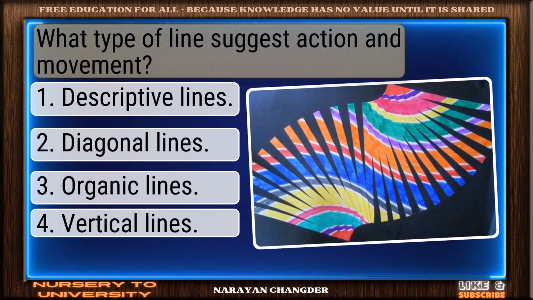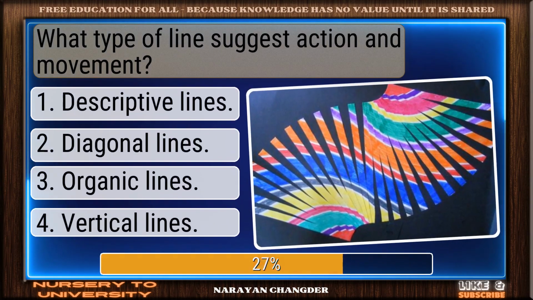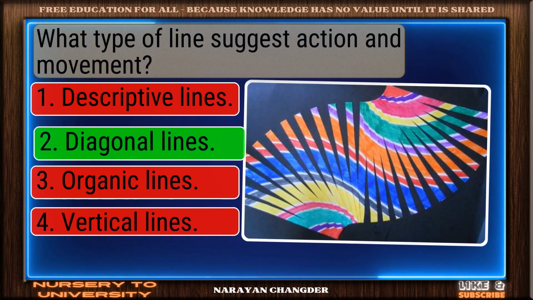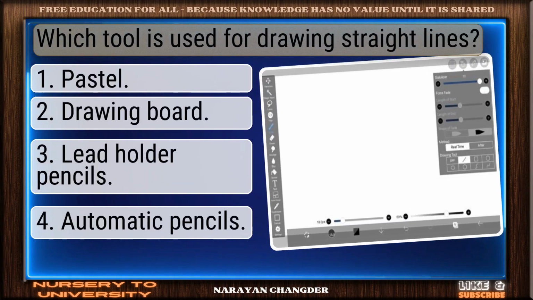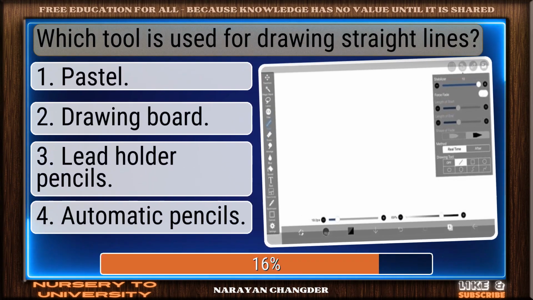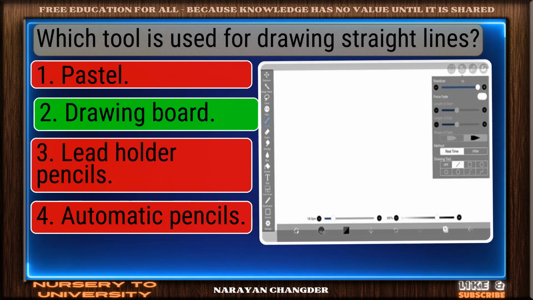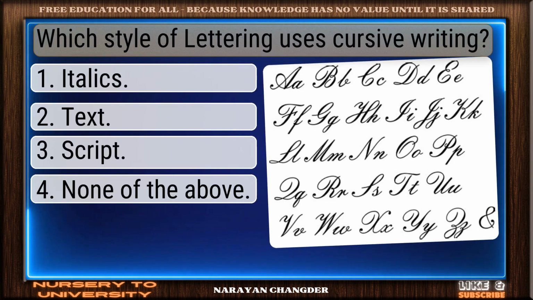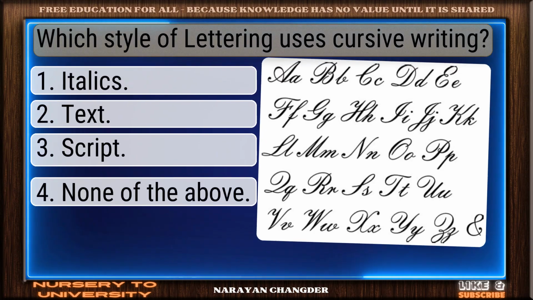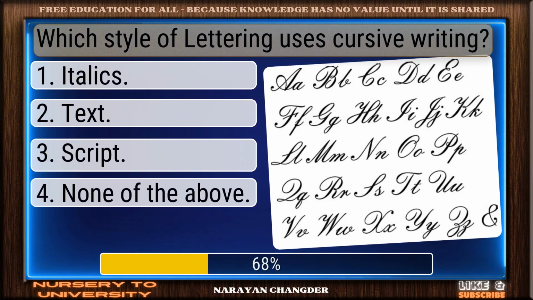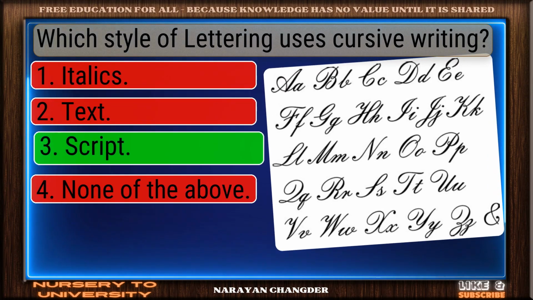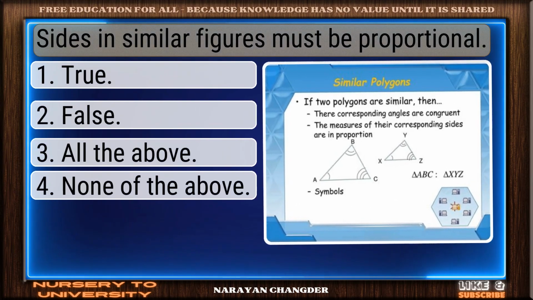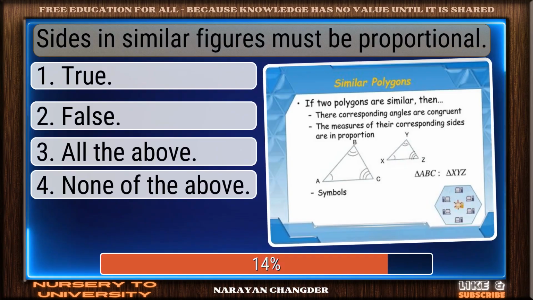What type of lines suggest action and movement? You're right. Diagonal lines is correct. Which tool is used for drawing straight lines? Perfect. Drawing board is the one. Which style of lettering uses cursive writing? Exactly. Script makes sense. Sides in similar figures must be proportional.